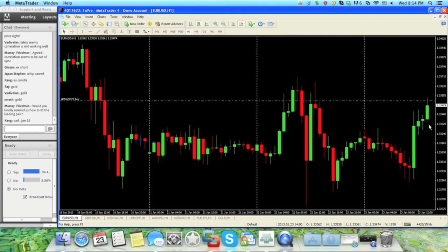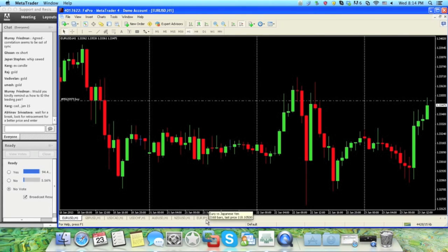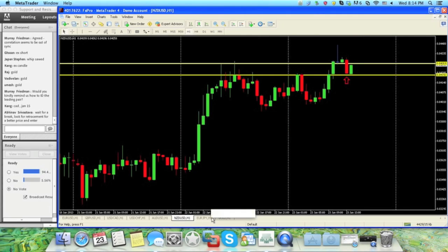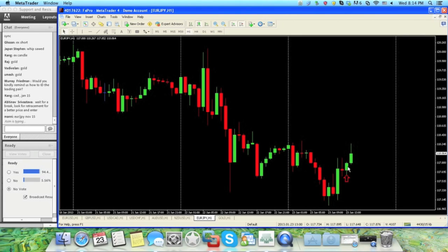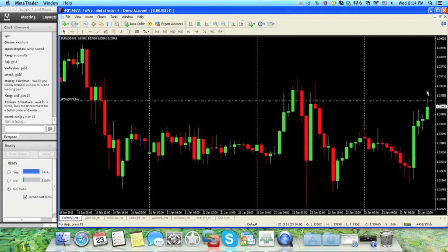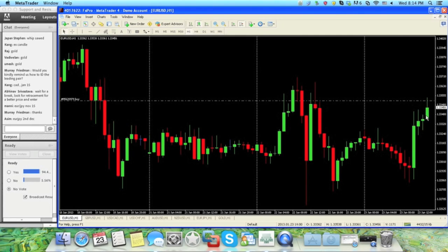Would you kindly remind us how to ID the leading pair? Yeah. In this particular case, Euro Yen was the first pair to actually tell you it wants to go long, because not even in this candle, the last candle tells you it wants to go long. So Euro Yen is the leading pair. Now Euro USD needs a lot of steam to go out of this area. So we wait and see. So far it's a pretty big candle.